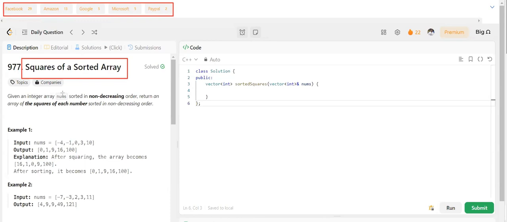Given an integer array nums sorted in non-decreasing order, we have to return an array of the squares of each of the numbers, sorted in non-decreasing order.